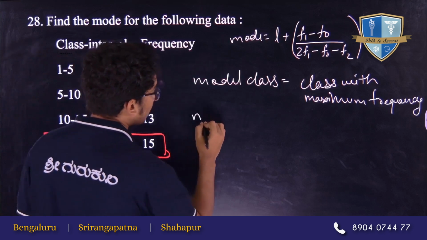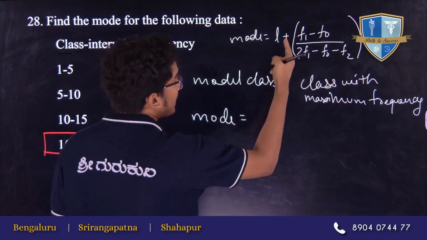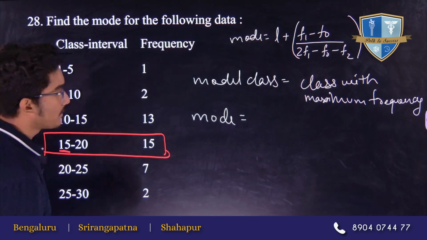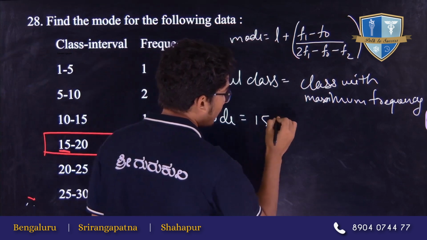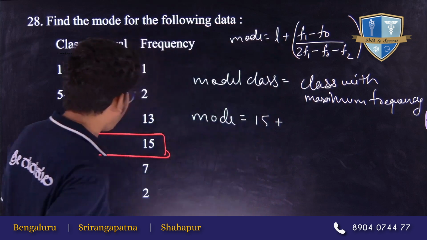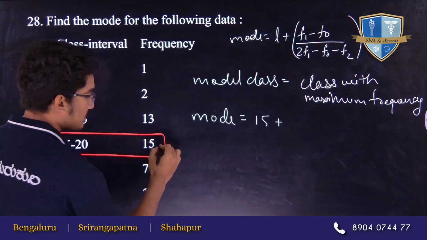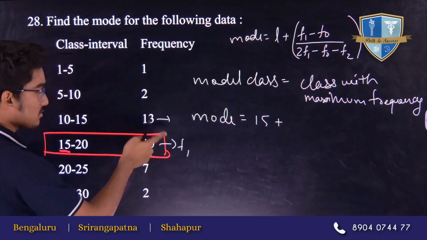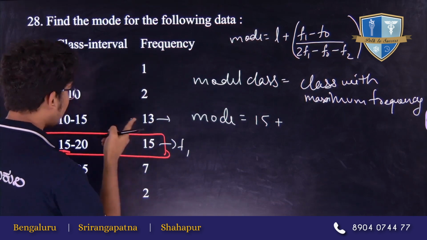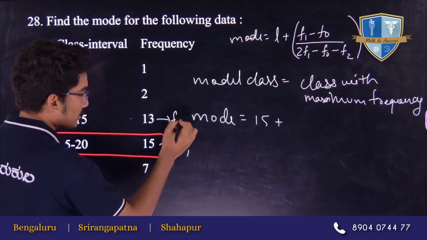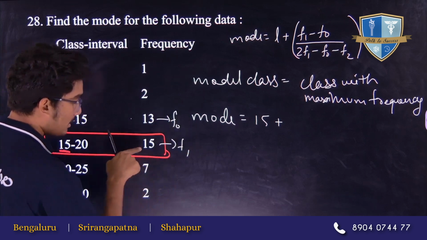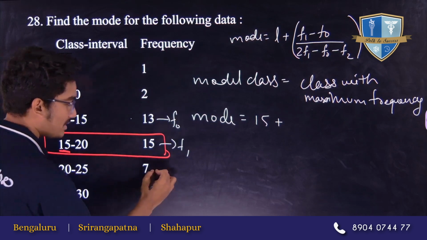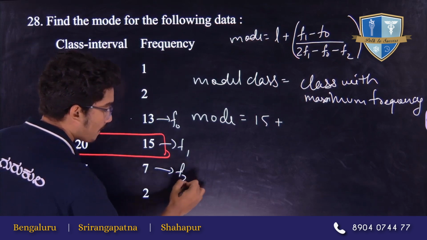So let's put everything in our mode formula, where L is the lower limit of the modal class. So the lower limit of the modal class is 15. So instead of L, we will write 15 plus F1. F1 is the frequency of the modal class. So this is our F1. F0 is the frequency of the preceding class. So the class preceding the modal class is this class, and the frequency is 13 here. So F0 is 13, and F2 is the frequency of the succeeding class. So this is the succeeding class and the frequency here is 7. So this is our F2.